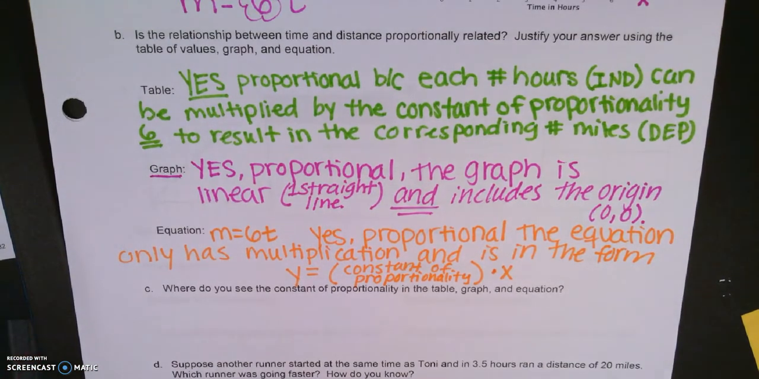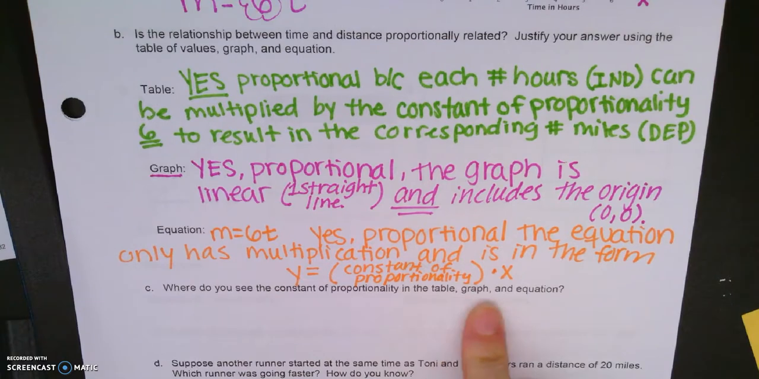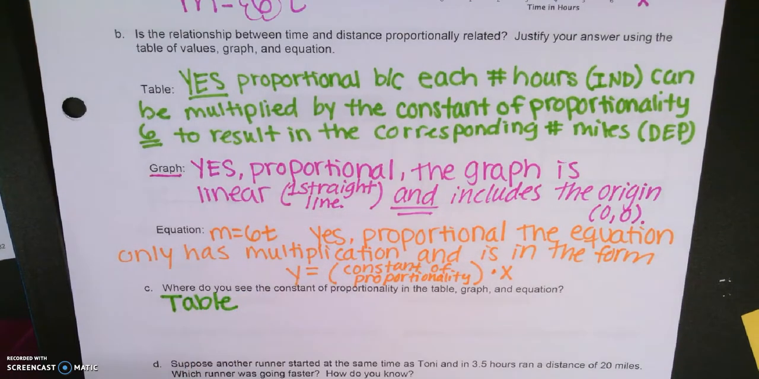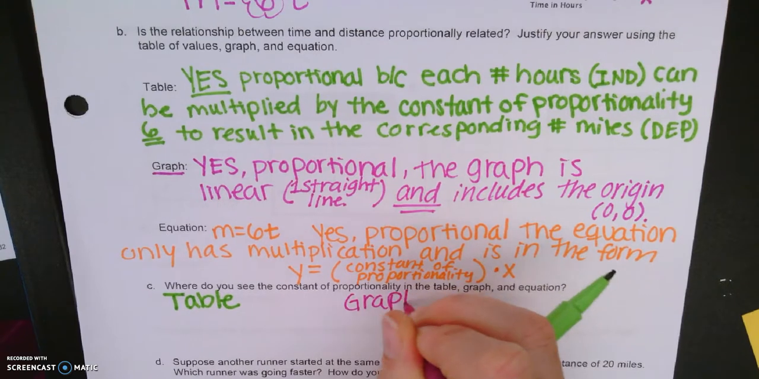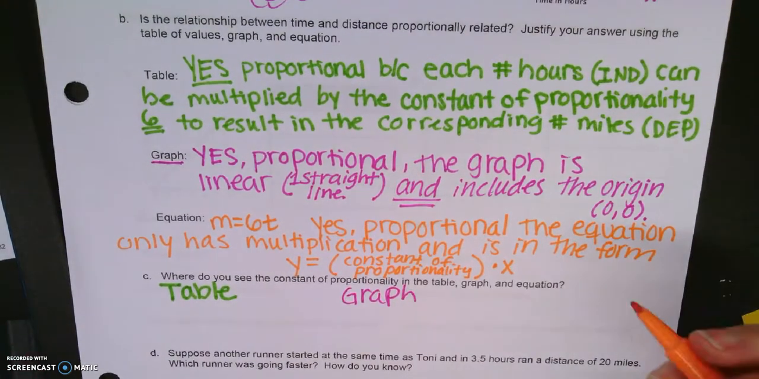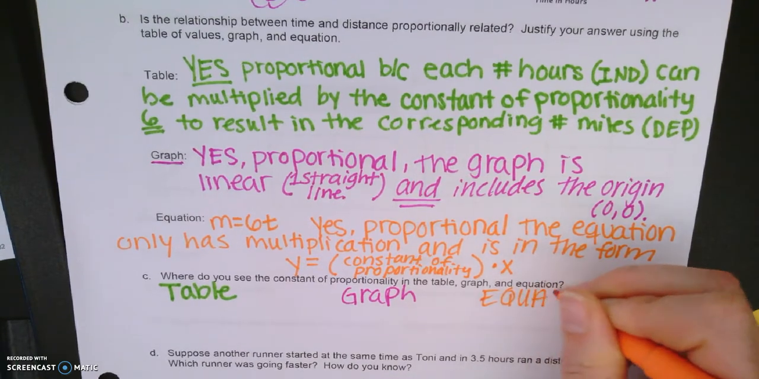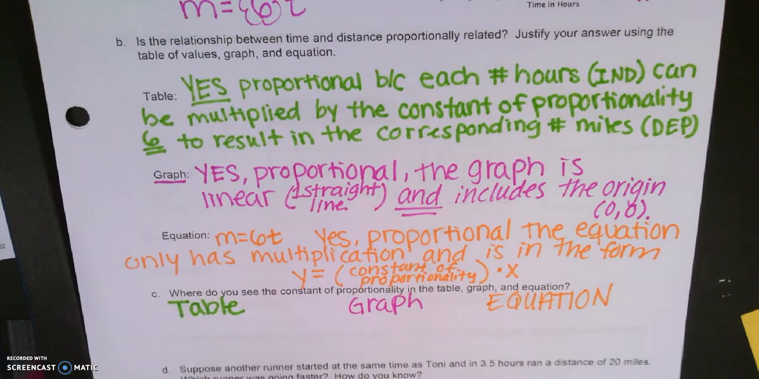So now we can explain why the table, graph, and equation are proportional. So let's take a look at C. Where do you see the constant of proportionality in the table, graph, and equation? Well, let's make some organizations. So we want to talk about the table. We want to talk about the graph. And we want to talk about the equation. Where do we see the constant of proportionality in each one of these representations?